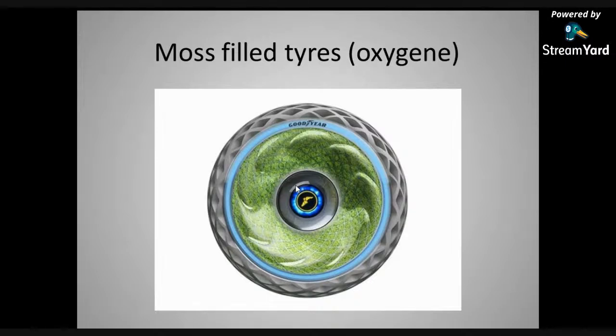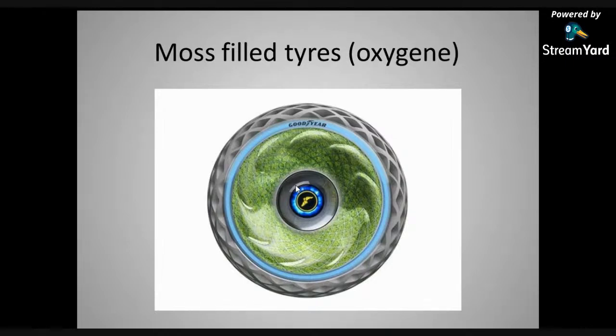So guys, I'm really very impressed with this tire. Actually, using moss over the tire's rim is really a very interesting matter. I don't know what other kinds we are going to have in future, but this is a very innovative thing and also really an odd thing for me. But guys, it's a very good solution for fighting pollution.